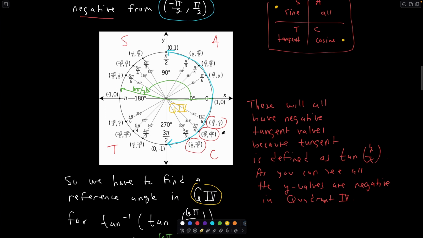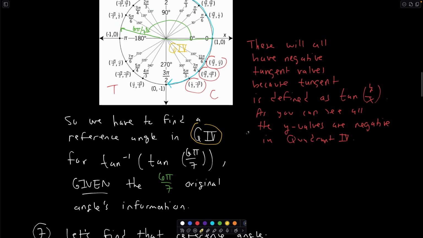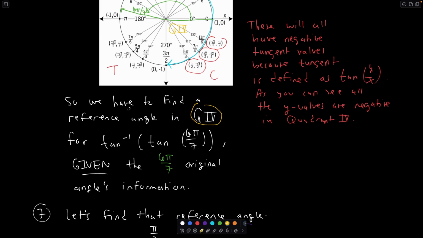So this tells me, if we look here, these will all have negative tangent values because tangent is defined as tangent equals y over x. And as you can see, between here and here, these are all negative y values. So if I put in y over x, they'll all spit out negative values for tangent. All right. So then this lets me know that we have to find a reference angle in quadrant 4 now, for this whole function.